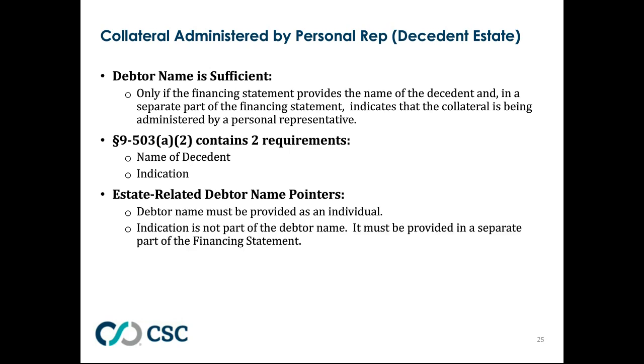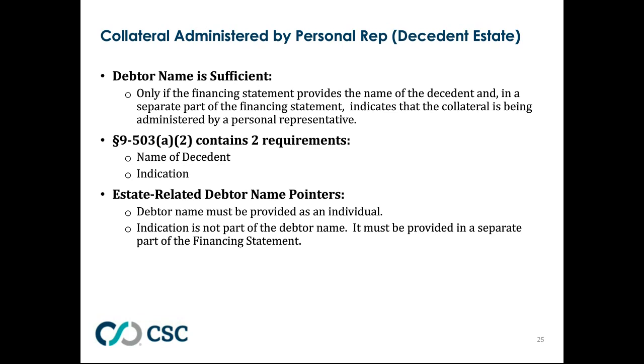Next, I want to talk about the debtor name when the collateral is administered by a decedent's personal representative, what we used to call decedent's estate. In this type of case, the debtor name is sufficient only if the financing statement provides the name of the decedent and in a separate part of the financing statement indicates that the collateral is being administered by decedent's personal representative. So really we have two requirements here, the name of the decedent and the required indication. These are both name requirements, even though the indication goes somewhere else.